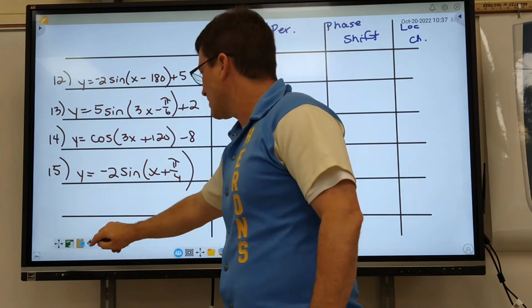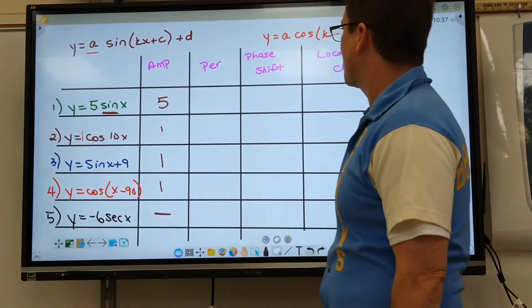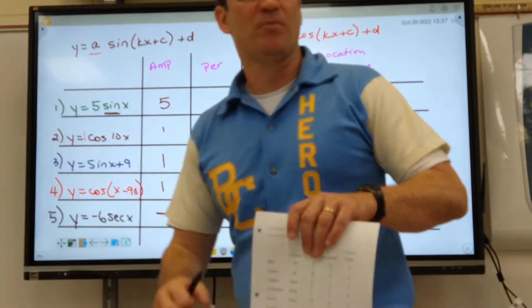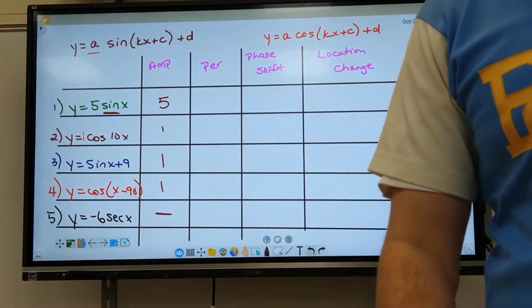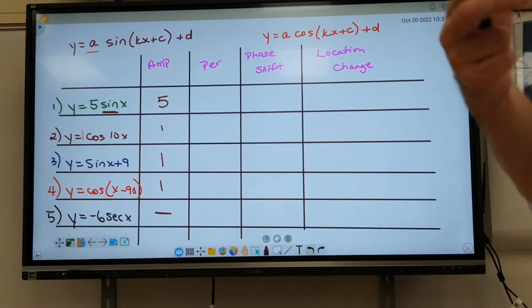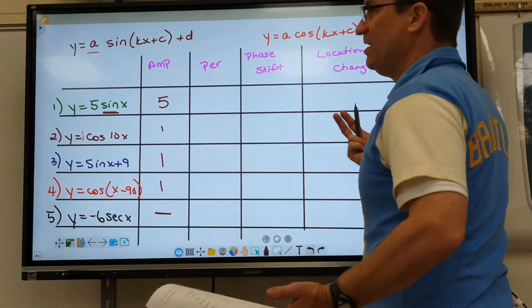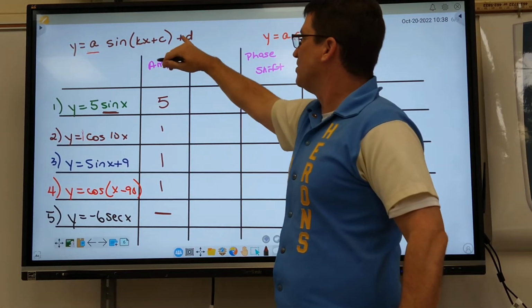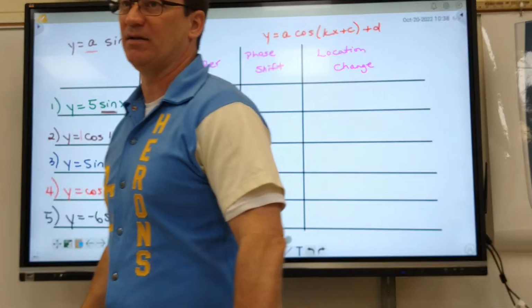All right, so let's go back and do the next easiest column, which I think is location change. Look back at your formula sheet. What does it say about location change? All the way down, it's D. D is the number on the end that's either plus something or minus something.